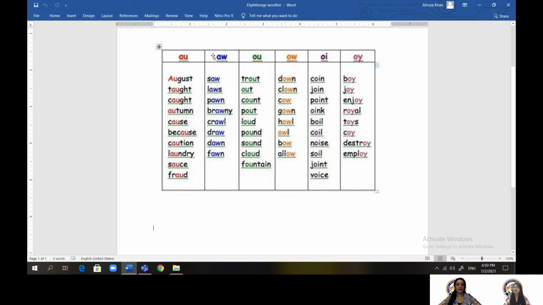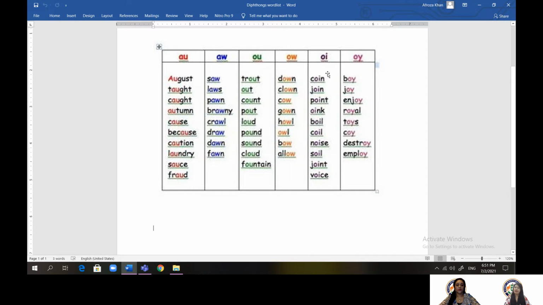And then a and w mixed together make ow. This is also a diphthong, like saw, lawn, pound, brownie, crawl, draw, down, found. The blue writing shows the diphthong. And in here is also ow, like trout. So the ou sound, and then out, count, pout, loud, pound, sound, cloud, and fountain. And as you can see, ow, we talked about it, like owl, bow, and allow. All of that in orange writing is the diphthong.